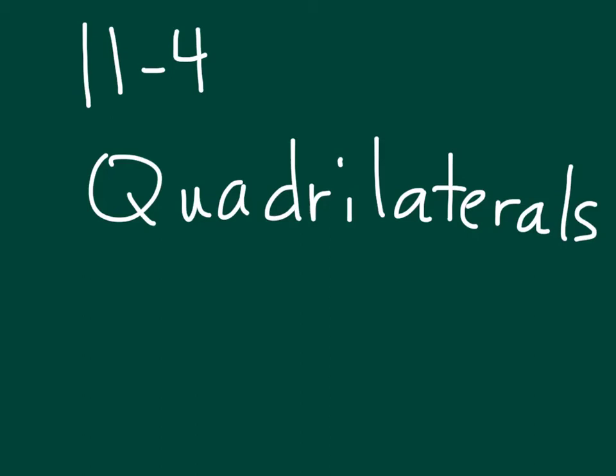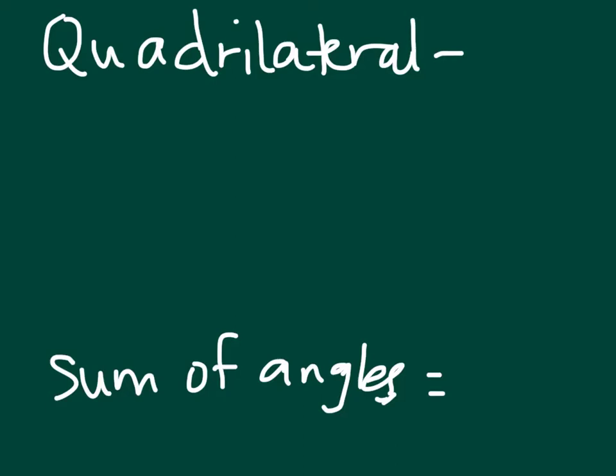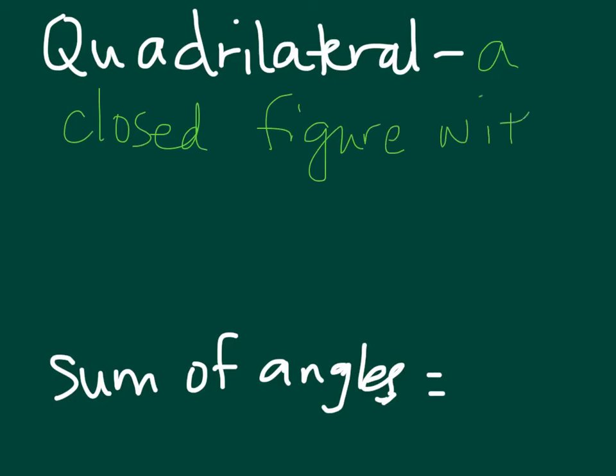Chapter 11, Lesson 4 on quadrilaterals. Okay, so a quadrilateral, the definition is a closed figure with four sides and four angles.